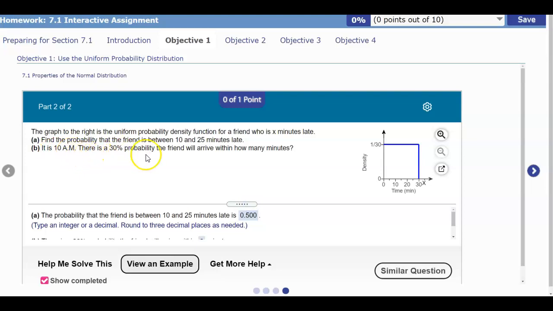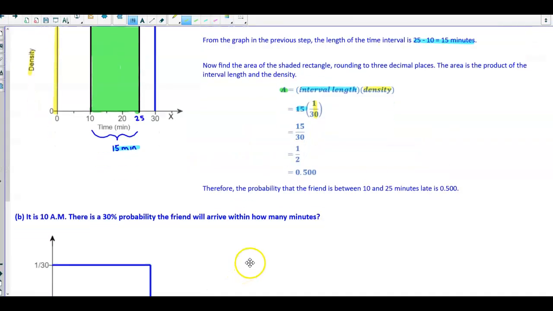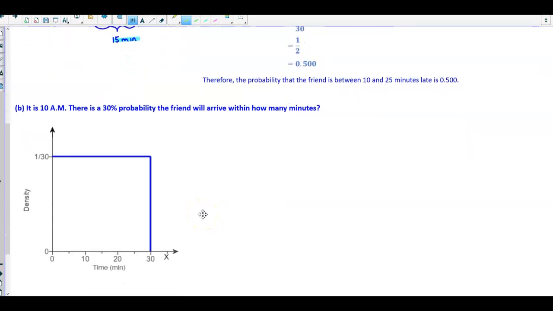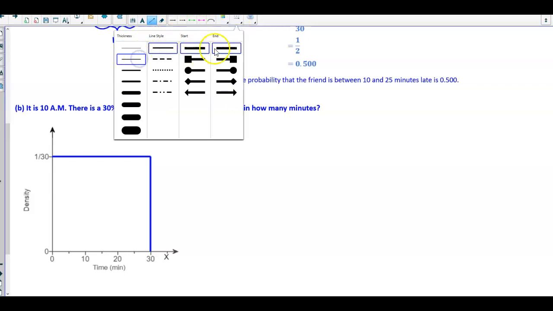and there is a 30% probability that the friend will arrive within how many minutes? So in this question here, it's asking us how many minutes, meaning that we need to find out how many minutes there are. So the first thing we need to do is, okay, if there is a 30% probability, that means that we're going to have a rectangle, okay, and where does that rectangle begin?